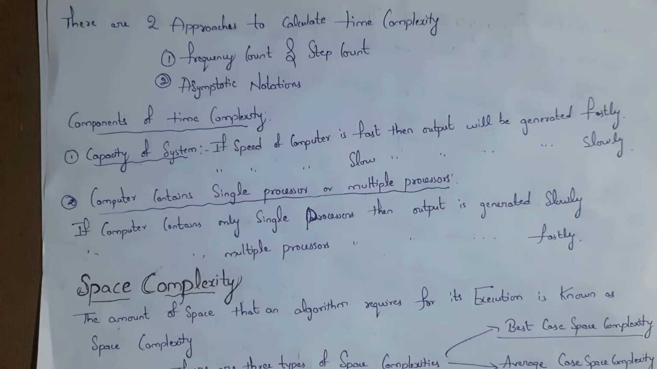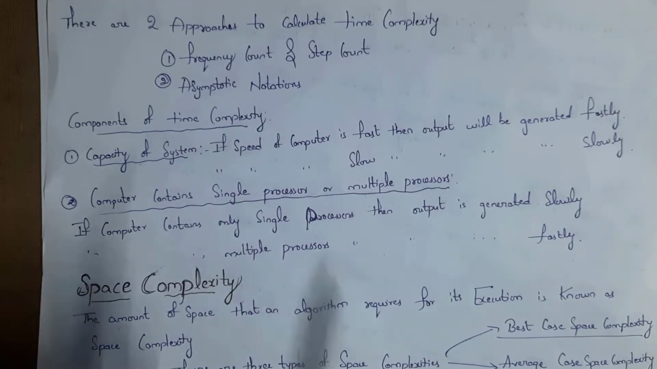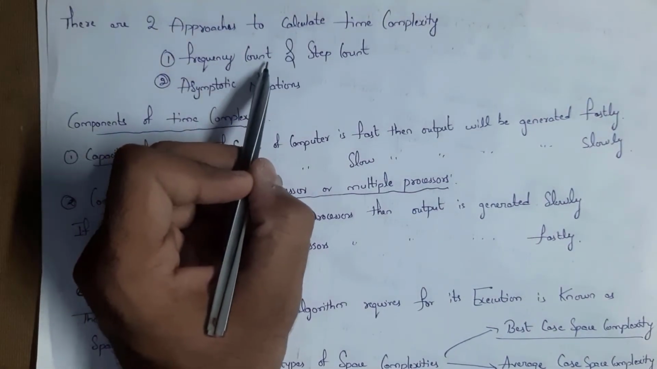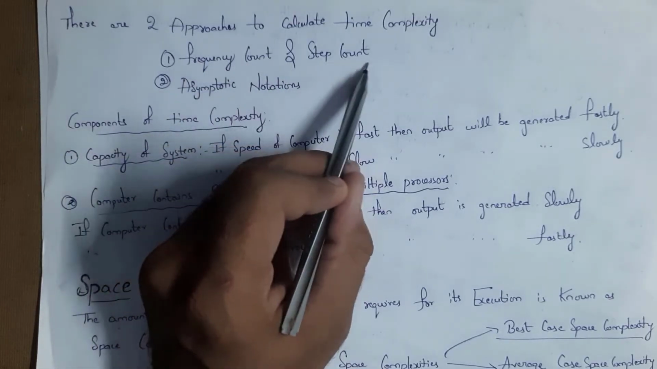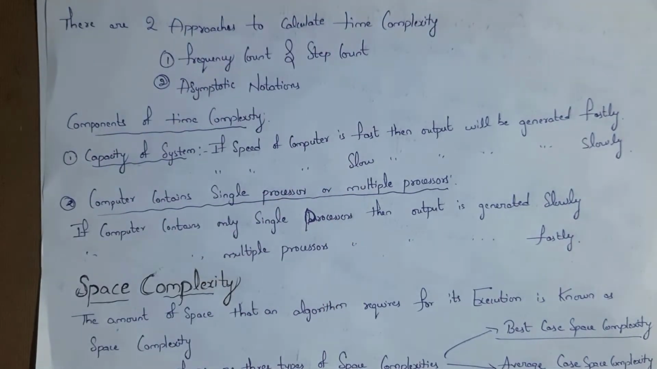In order to calculate time complexity, we use two approaches. First one is frequency count. We also call this frequency count as step count, and second one is asymptotic notations.